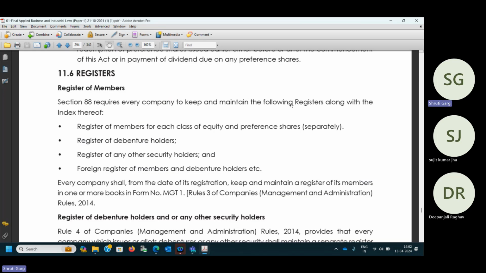So section 88 requires every company to keep and maintain the following registers along with the index thereof. What registers? Number 1, register of members for each class of equity and preference shares separately. Number 2, register of debenture holders, register of any other security holders, and foreign register of members and debenture holders.